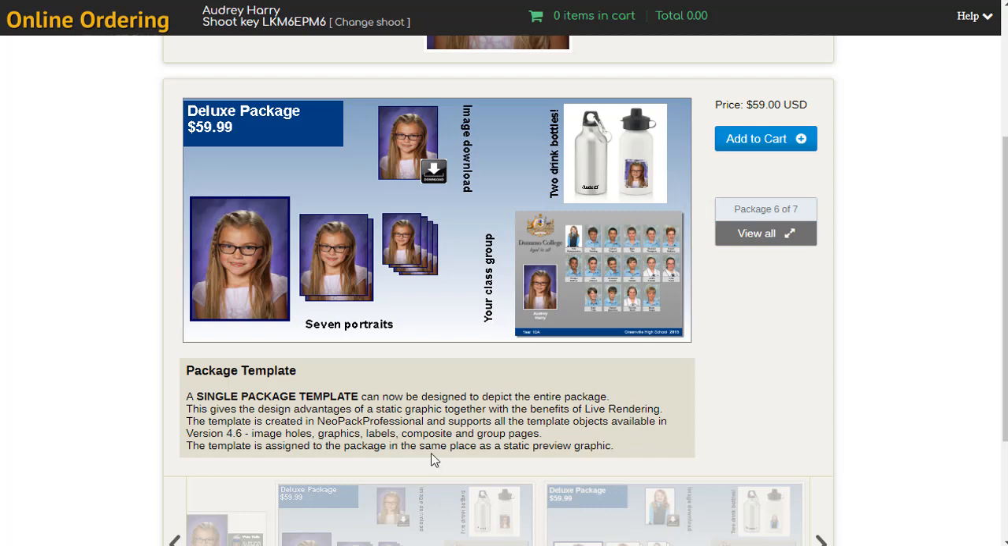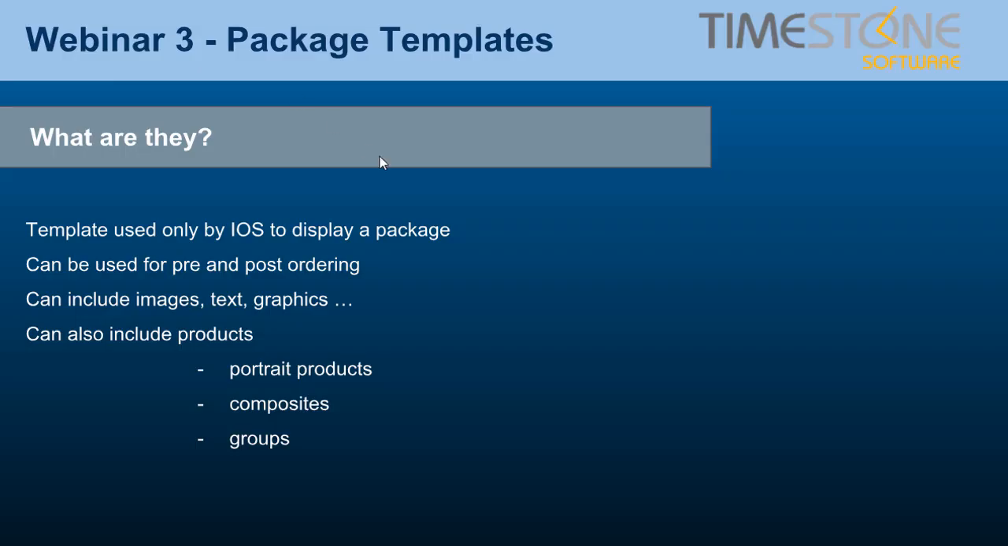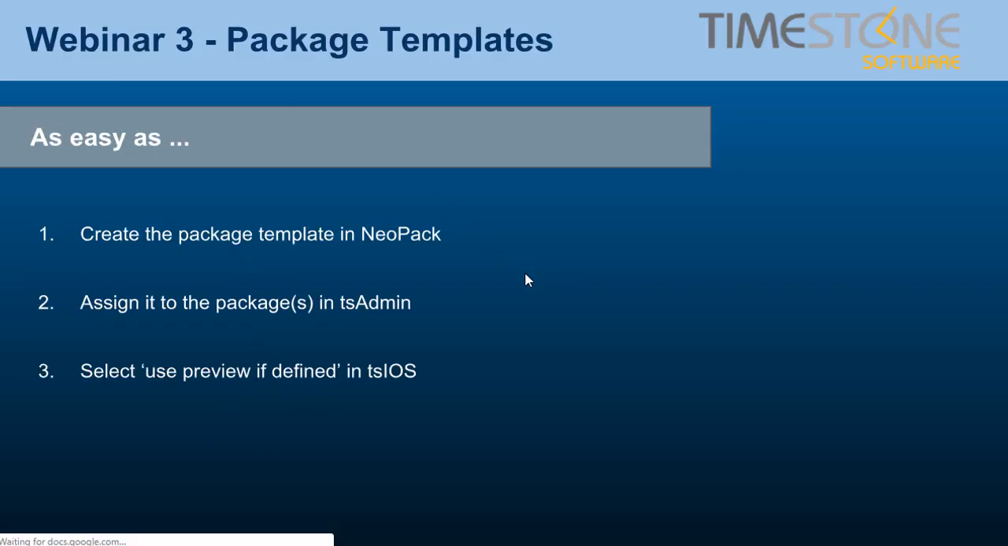So the question is, that's roughly what they are. How do you make them? Well, it is actually pretty easy. They are essentially a very easy thing. You make the template in Neopak. You've all made templates in Neopak. You know what you're doing. You assign that template to a package. So you've made a template, you say, I'm going to use it for package A, I'm going to use this one for package X, and so forth. And then at the upload stage, you tell TSIOS to use package templates by selecting the appropriate option, use preview if defined. So it is really quite as easy as 1, 2, 3.